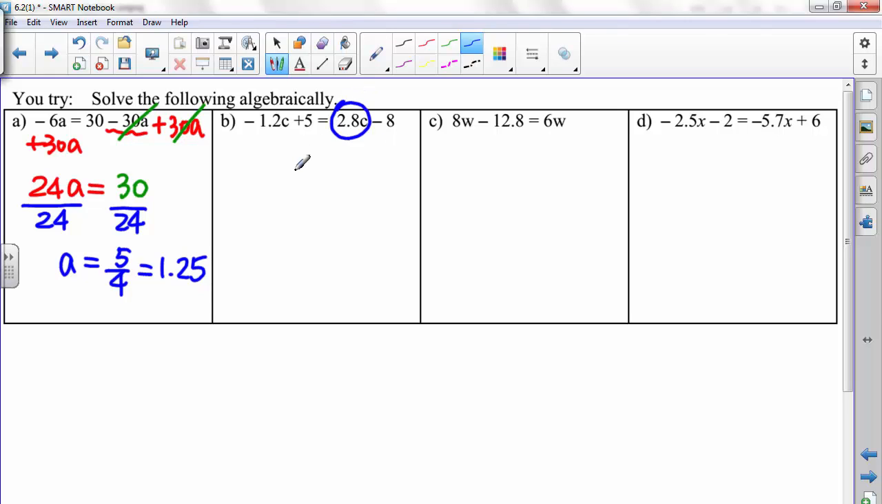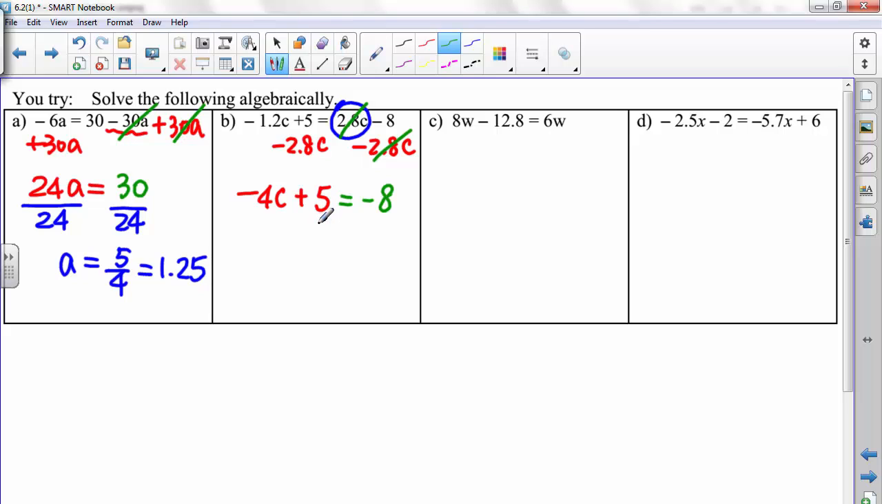I want to remove 2.8c on the right side. This is a positive 2.8c. How can I remove it? I subtract 2.8c from both sides. Negative 1.2c minus 2.8c. They are like terms. Let's combine the like terms. So this one becomes negative 4c plus 5. 2.8c, negative 2.8c, they got canceled out. On the other side, I only have negative 8 left.